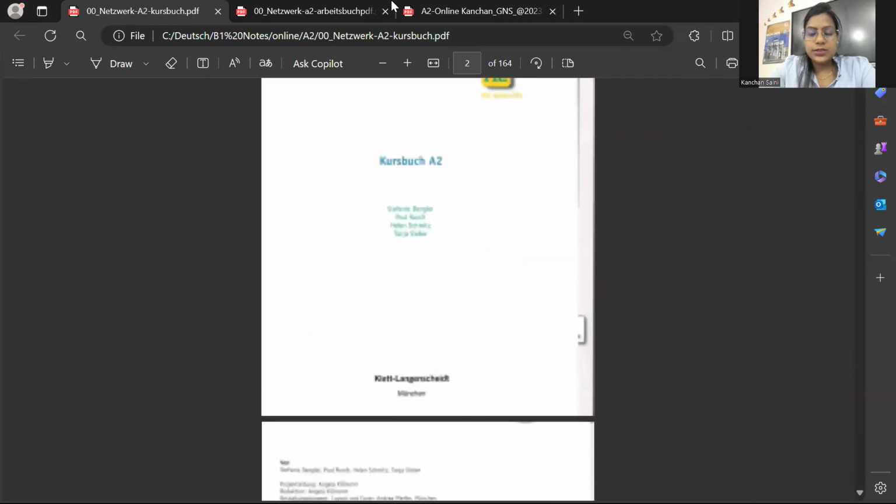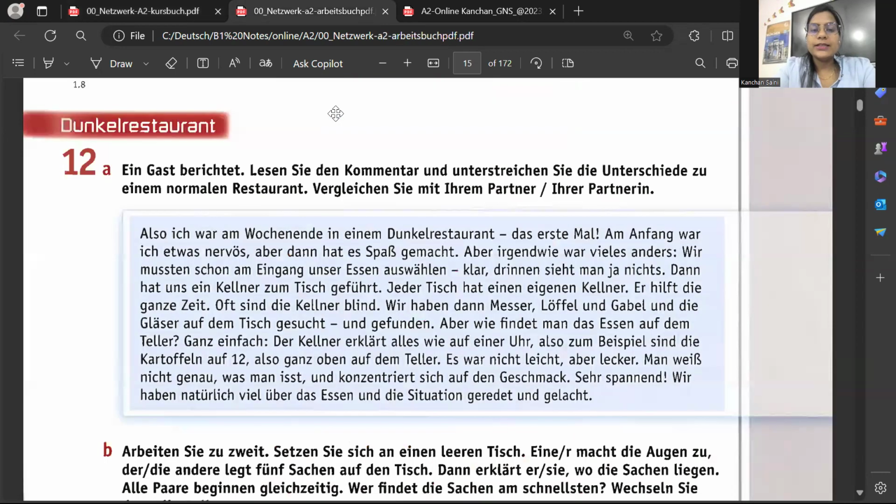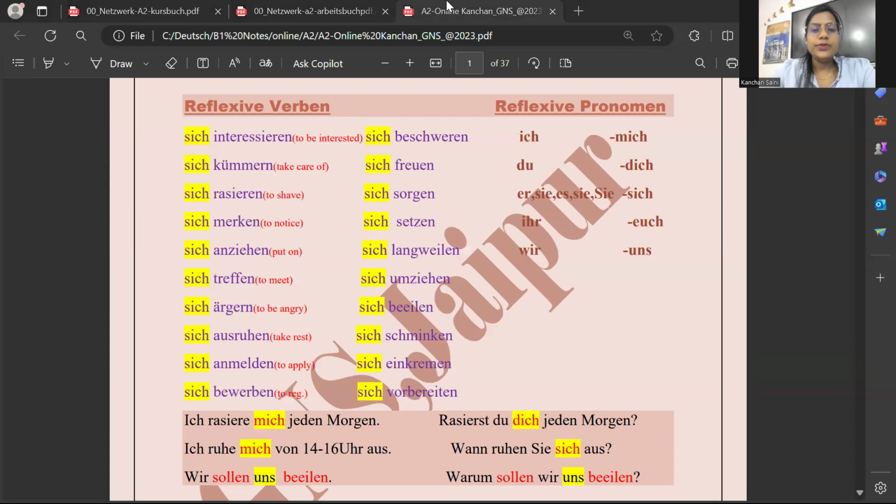Next thing that we are going to do today is reflexive verbs. We want to learn today what the reflexive verbs are. Actually, in A1 and A2 we have already done regelmäßige Verben, unregelmäßige Verben, Hilfsverben, Modalverben, and also trennbare Verben. So five types of verbs we have already done in A1. But today, at level A2, we have reflexive Verben.